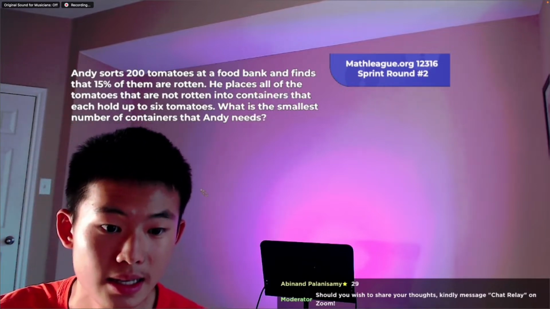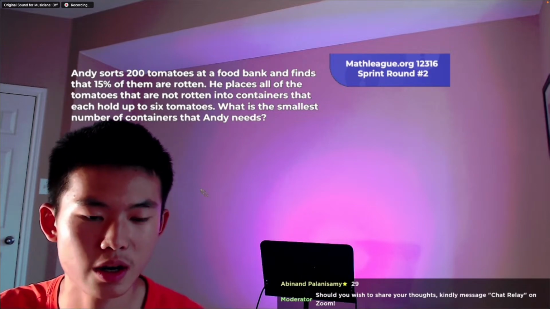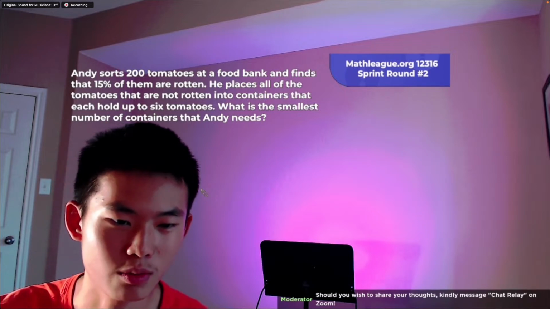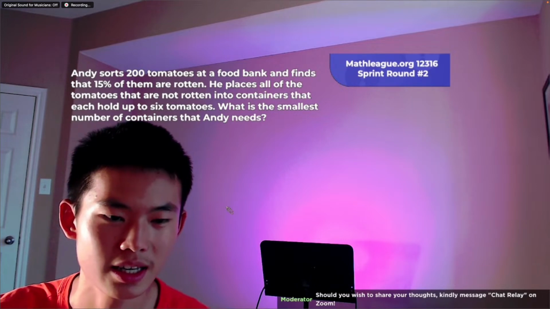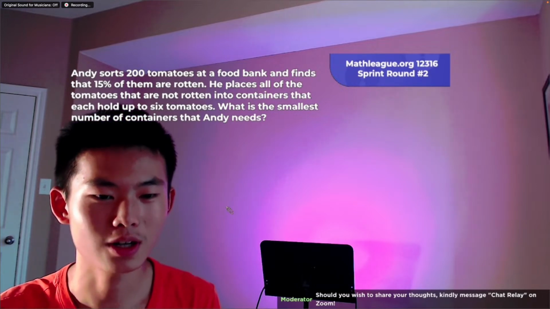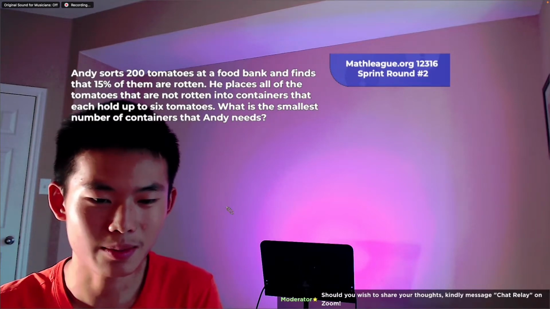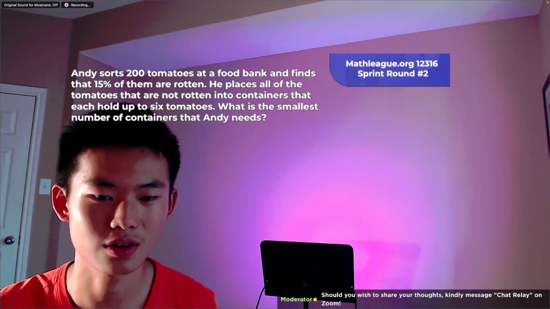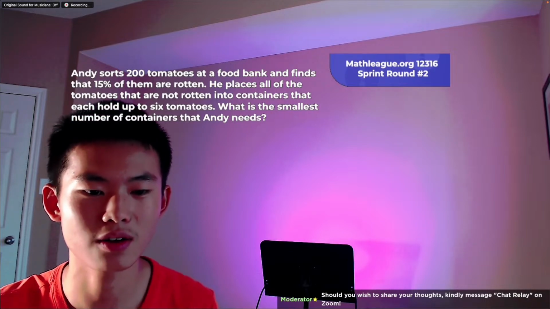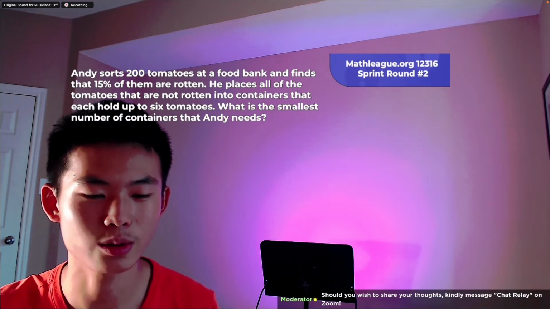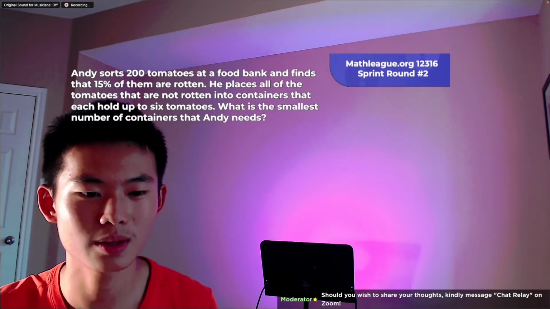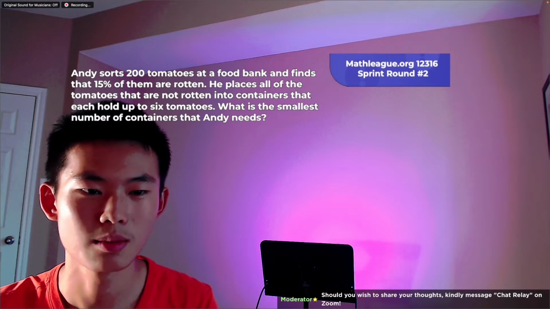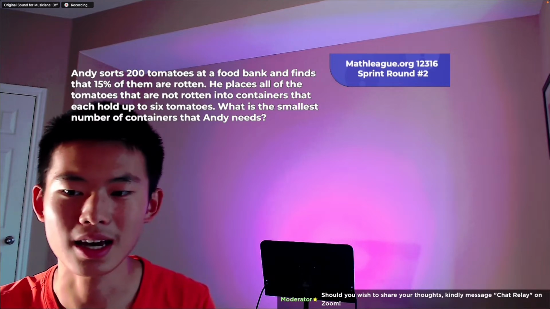We know that we want all the tomatoes that aren't rotten. We know that 15% of them are rotten, so 85% of them are not rotten, and 85% of 200 is 170. After dividing by 6, we will get 28.33333 and so on. So we'll have 28 containers that are fully filled with 6 tomatoes in the ideal circumstance, and we'll have 2 tomatoes remaining that we need to put in a separate container. So the smallest number of containers we need is just 28 plus 1, which is 29.